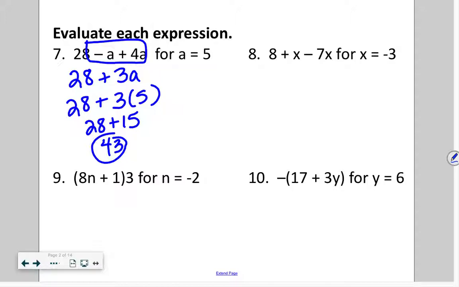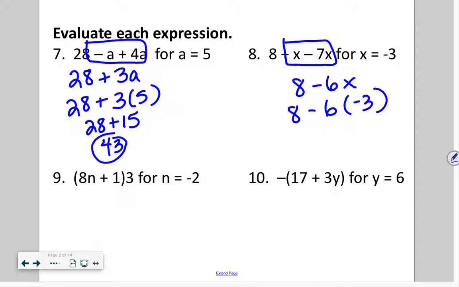Could you do the same thing in question 8 and combine some like terms? What would 8 plus x minus 7x be if you combine the x's? 8 minus 6x. Everybody agree? So my question would be 8 minus 6, and instead of x, we'd have negative 3. Now what? Multiply. Negative 6 times negative 3.